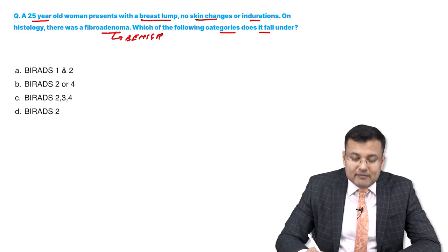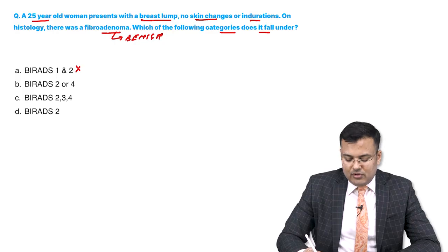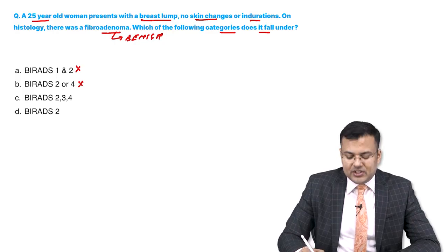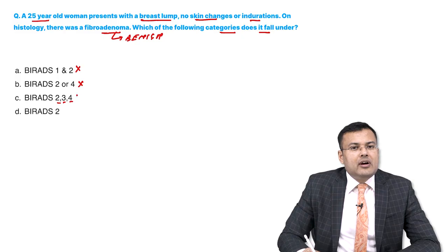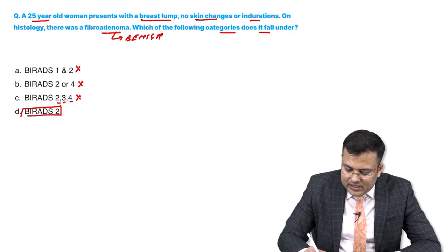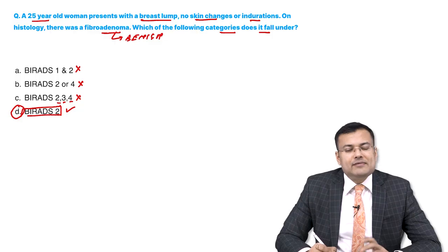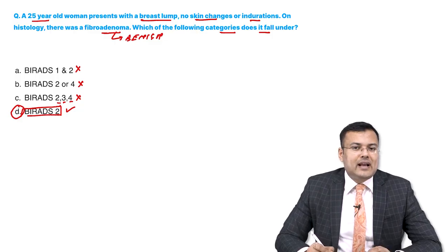Okay. So category 1, it's negative, and 2, no, it's not both. Category 2 or 4, obviously not, because it's not suspicious. Category 2, 3, 4, it is category 2 only. So what is the correct answer? It's benign, so it is only category 2, BI-RADS 2. Clear? BI-RADS 2 is fibroadenoma. It's benign.